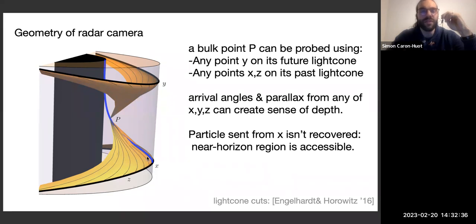The other thing to stress is that this sort of experiment works even when the probe approaches the horizon of a black hole. That's the main difference compared to the previous approach, like this bulk point singularity or cone cuts. Here we don't have to recover the probe. The probe can fall into the black hole. We don't care. We still get the signal.